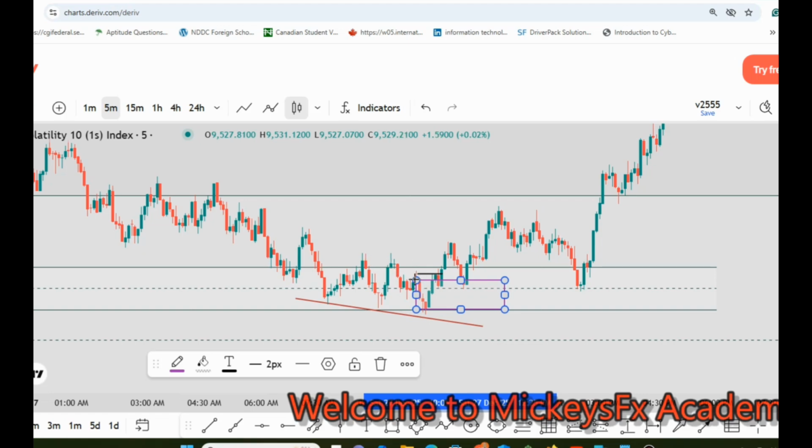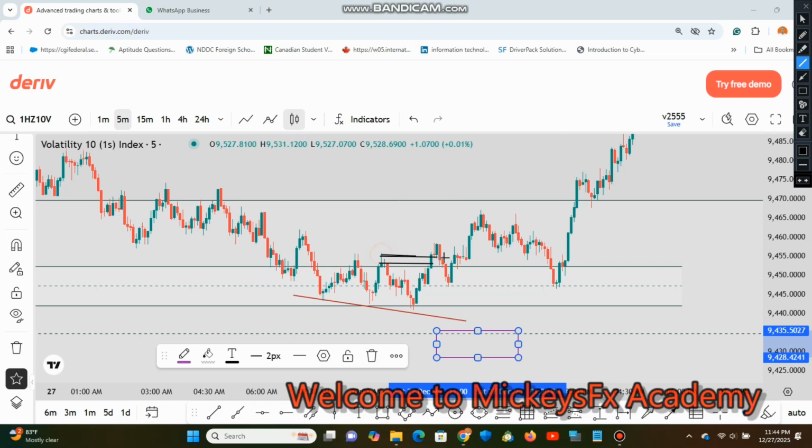Let me remove this. Let me take this one out. This is the last lower high. See, this is the last lower high created before this lower low. Even if I pick this one, if I come here to pick this high, you see there's still a change of character. If I pick it here, it's still a change of character, as you can see. But this is the last.